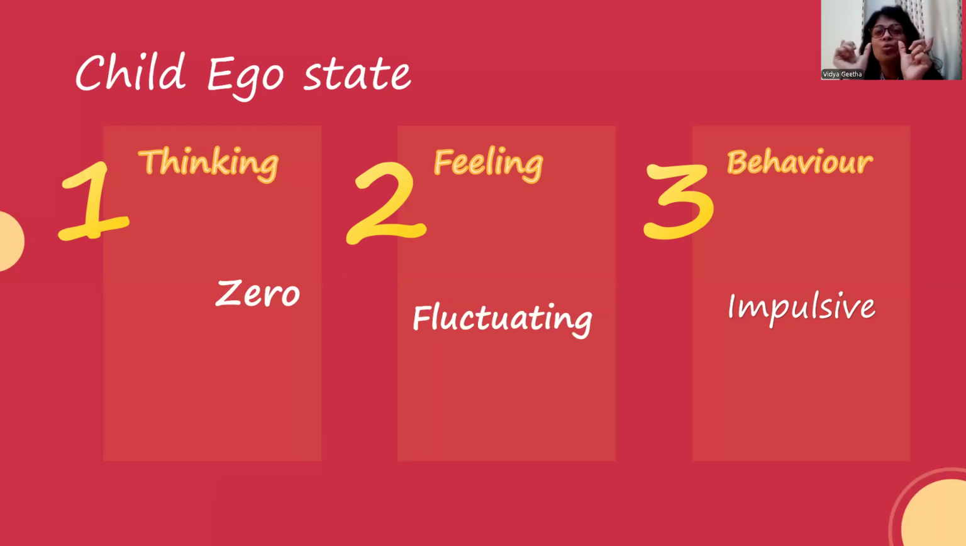So we have only two aspects here initially. Once the emotion subsides, the thinking will come, and then there can be guilt. Why did I behave in such a way? Why did I respond in that way? Initially, it is only feeling and behavior.